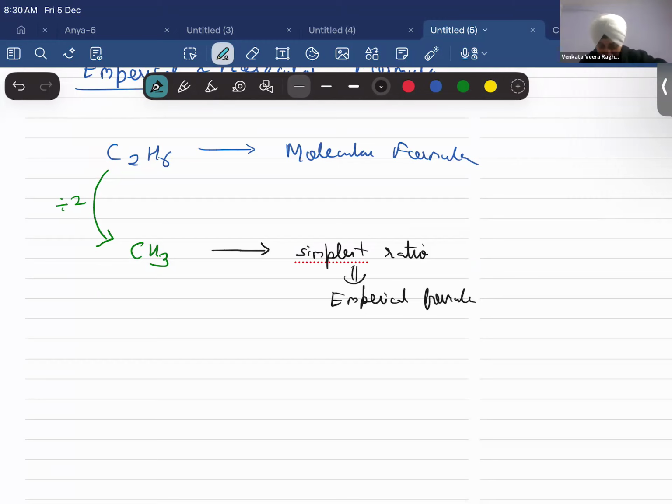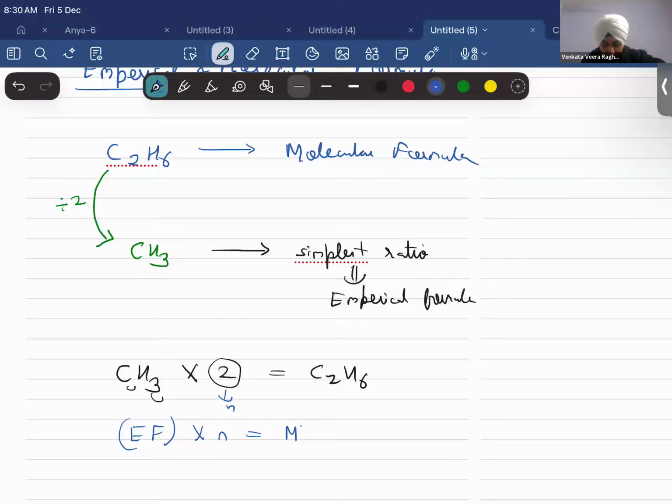Then, let me ask you another question. Let us say I am having the empirical formula as this. And now if I multiply it, I'll be getting my molecular formula back. Not multiplying with 2 as a number here; I'm multiplying empirical formula into some n value, so that I can get the molecular formula.